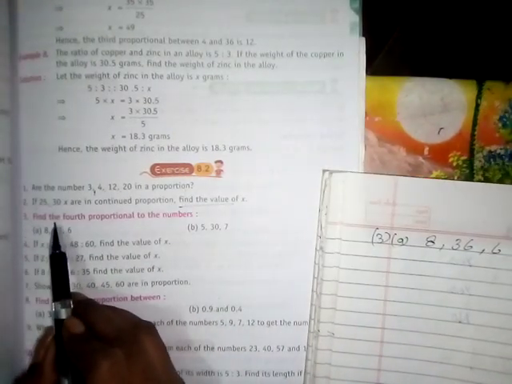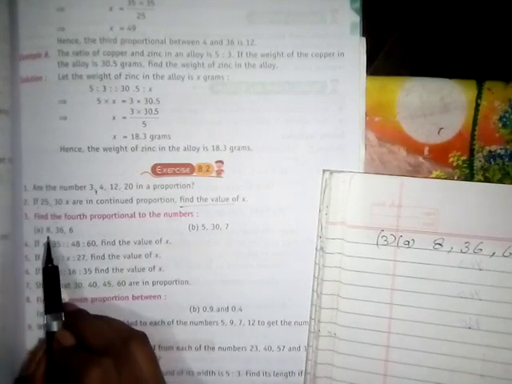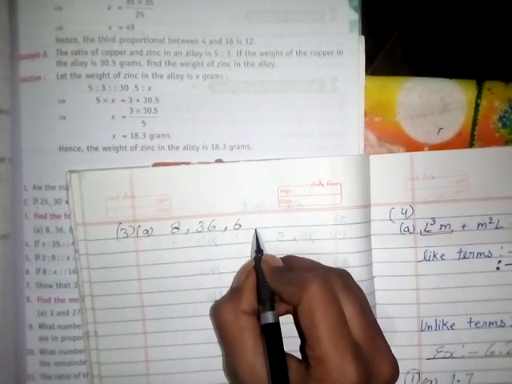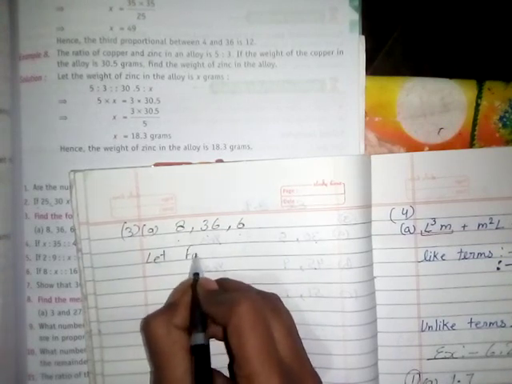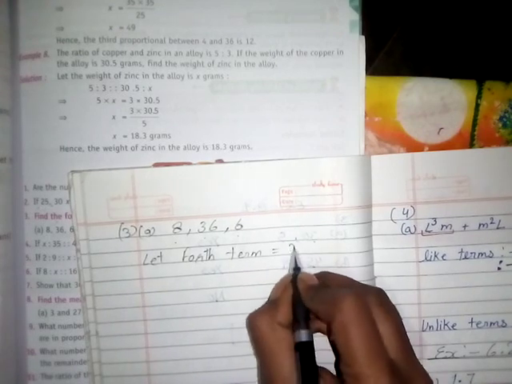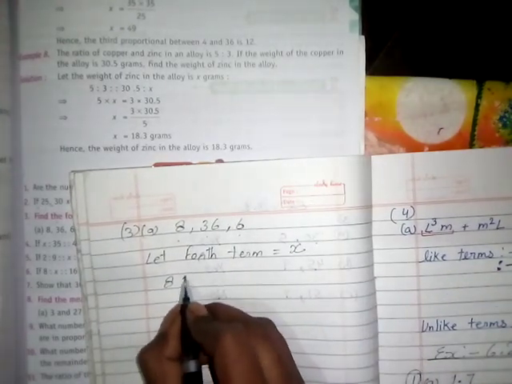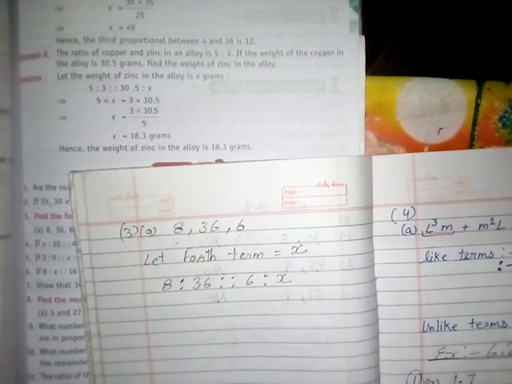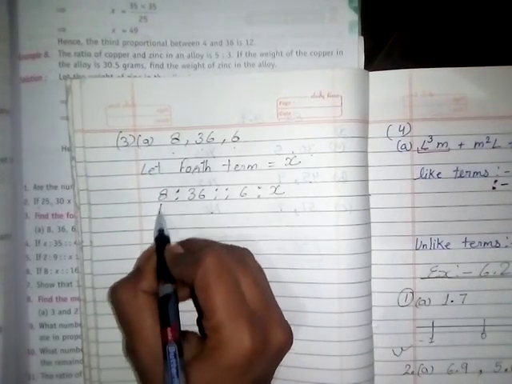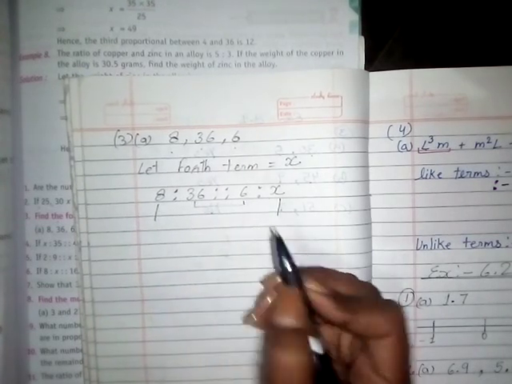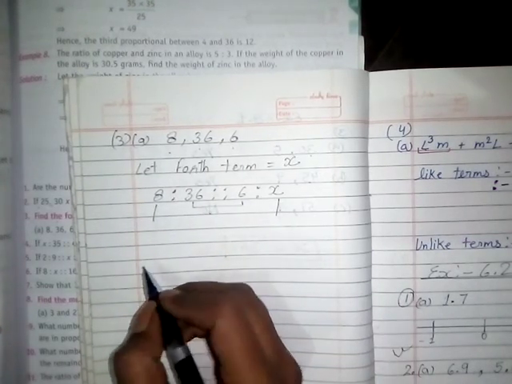Now here question number 3. Find the fourth proportional to these numbers 8, 36 and 6. So I have copied here. So first, second and third, and we have to find out the fourth term. Let the fourth term equal x. So in that condition we can write here 8 ratio 36 proportion 6 ratio x. Clear? After that we know that these two outer numbers are called extremes and these are called middle, or we can say means. Clear?